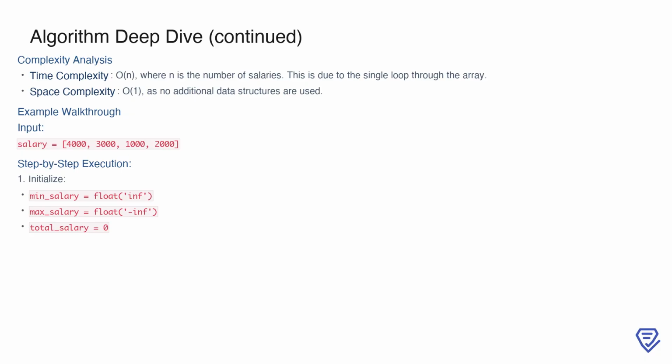The space complexity is O(1), because no additional data structures are used, all intermediate results are stored in a few variables. For the example, consider the input salary equals 4,000, 3,000, 1,000, 2,000. We start by initializing min_salary as infinity, max_salary as negative infinity, and total_salary as 0. These initial values help us correctly update the variables as we process each salary step by step.